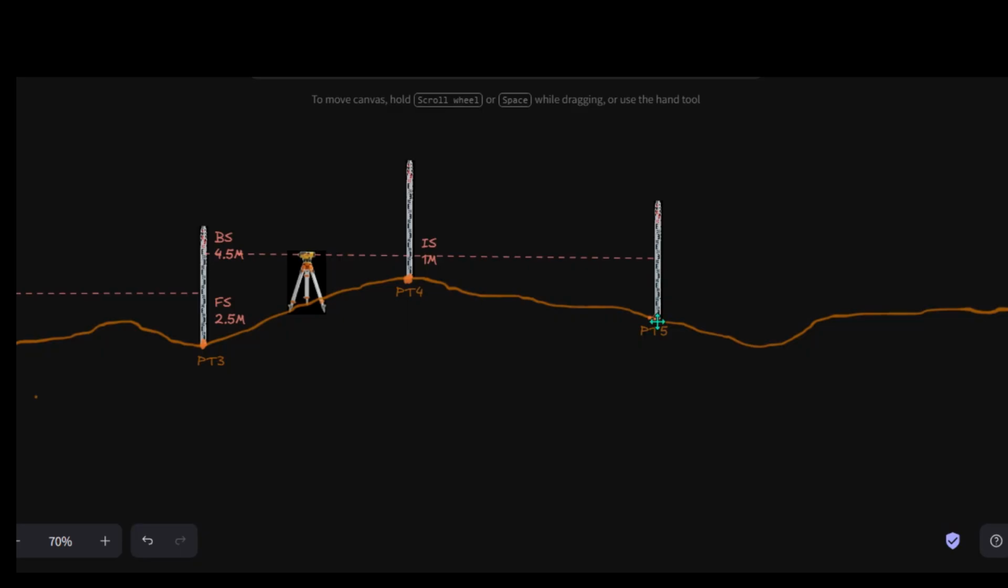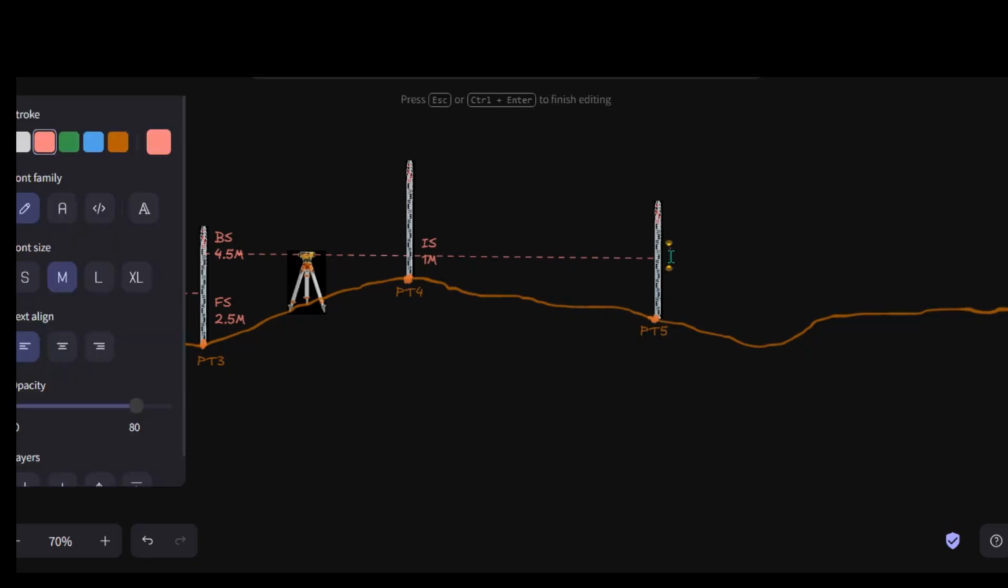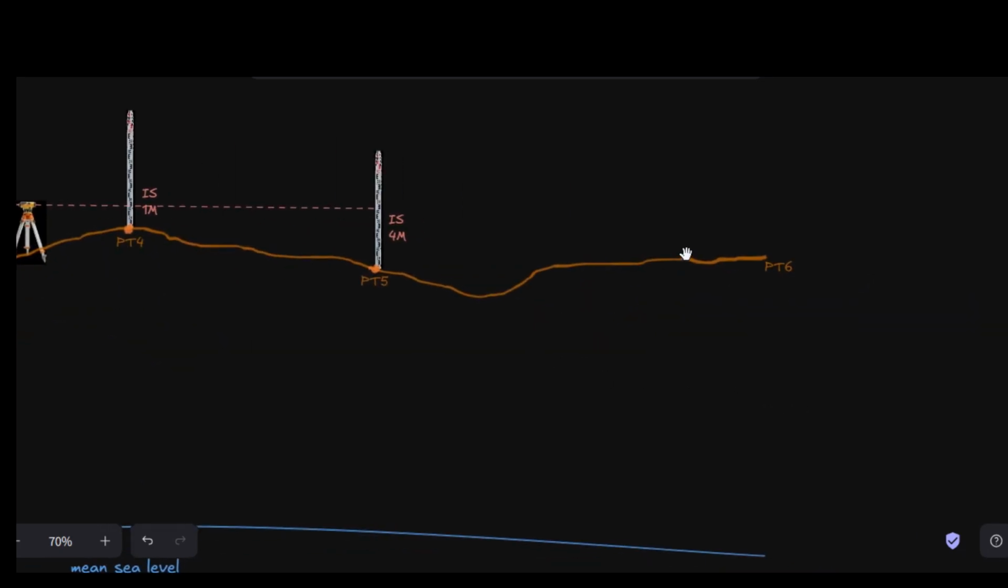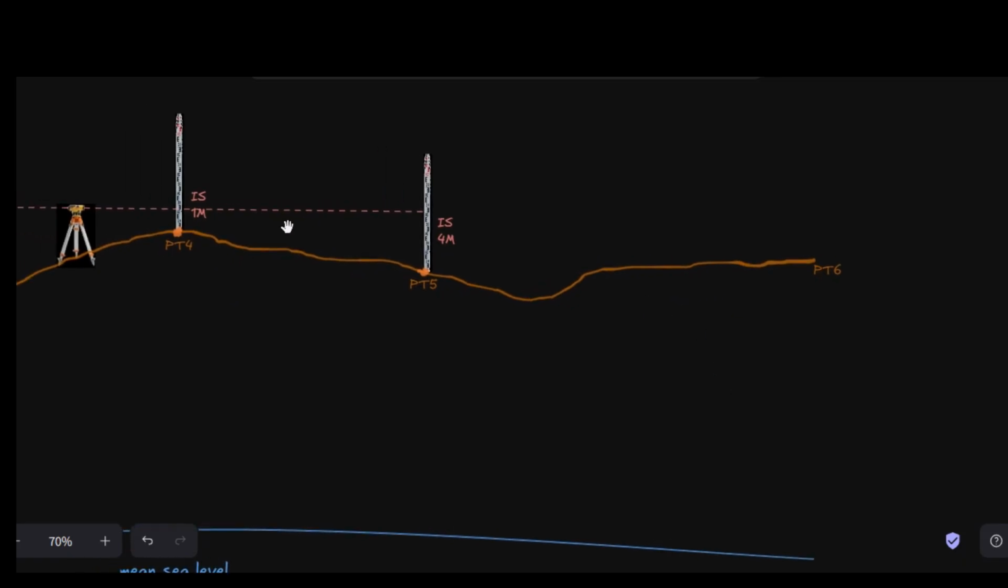So let's say from this point to this point, the next intermediate sight, IS, is about 4 meters. Okay, bring it here. All right, so let's move to another site. Now this is the last part here. Can this leveling instrument from here view the last part here? Of course it can.